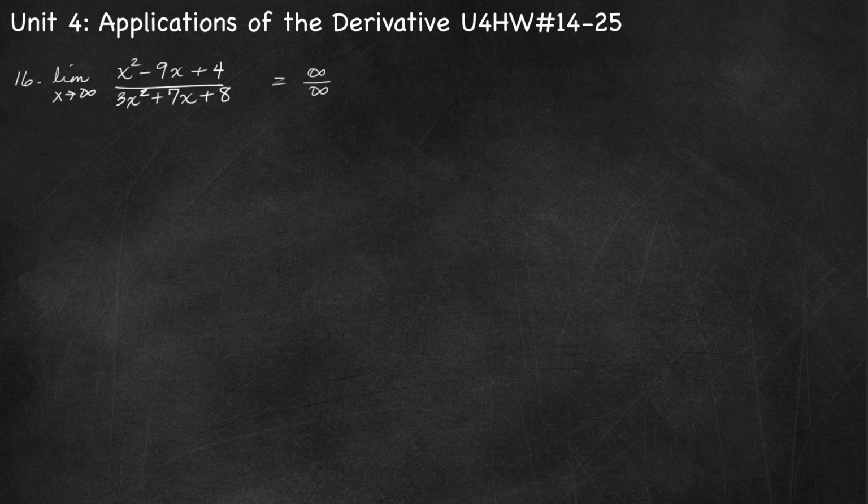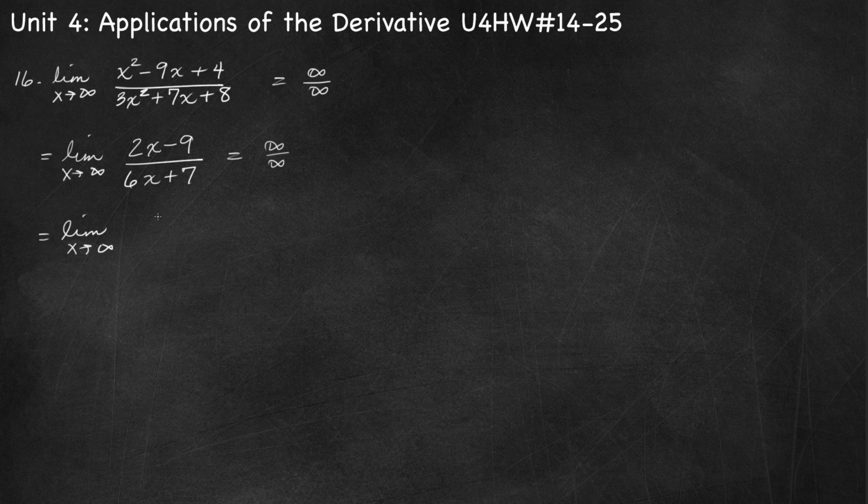Since we get infinity over infinity, I can set this equal to the limit of the derivative of the numerator over the derivative of the denominator. So the derivative of my numerator, 2x minus 9, and my denominator, 6x plus 7. And now substitution is giving me infinity over infinity again, but I can apply L'Hopital's rule again.